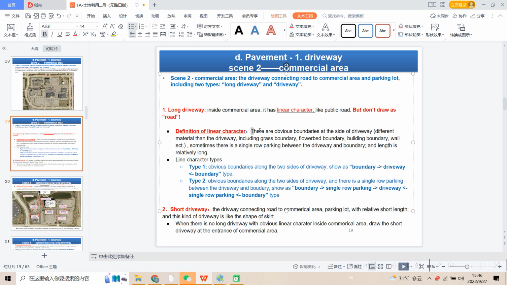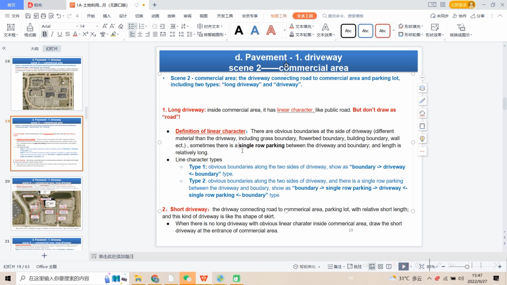First, there are obvious boundaries at the sides of the driveway. What is an obvious boundary? It means a different material than the driveway, including grass boundary, flower bed boundary, building boundary, wall boundary, etc. And sometimes there is a single row of parking. Guys, be careful with that. Sometimes there's a single row of parking between the driveway and the boundary, and this is also considered a boundary.